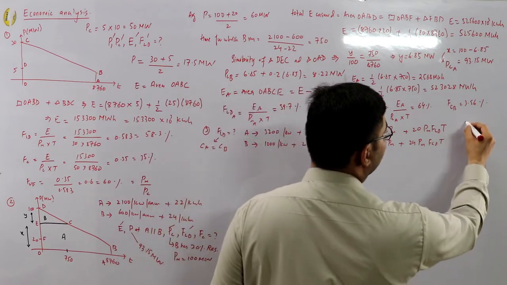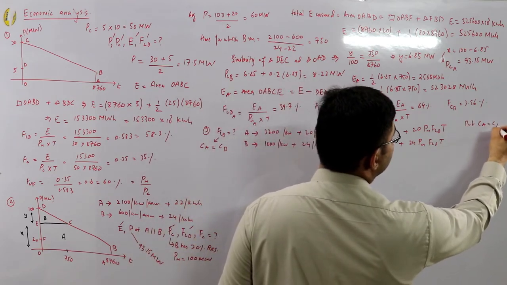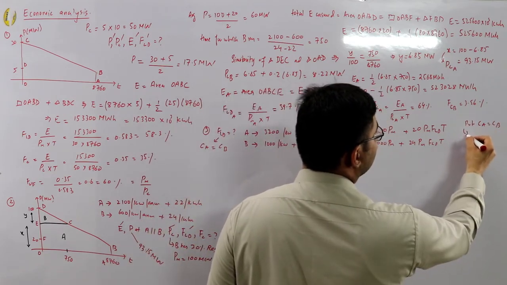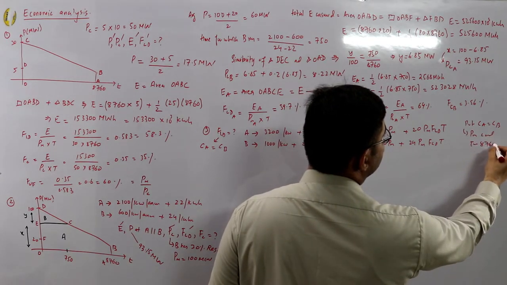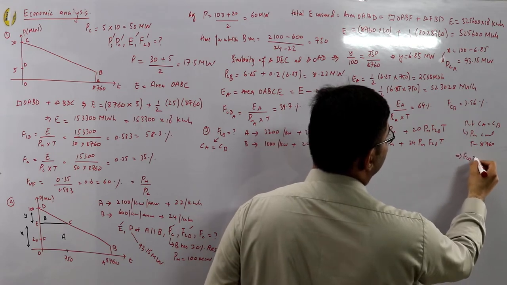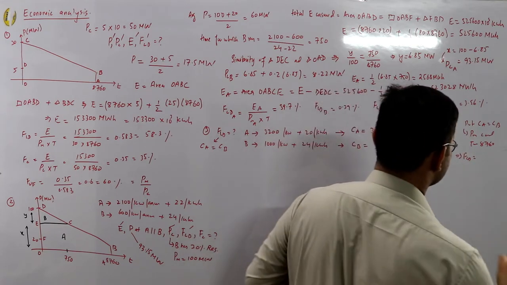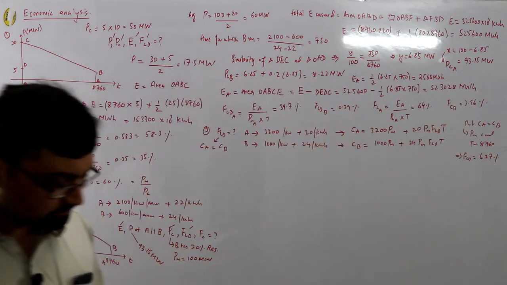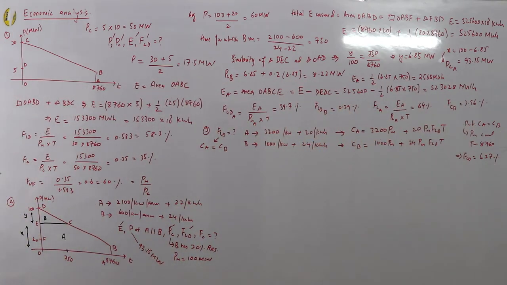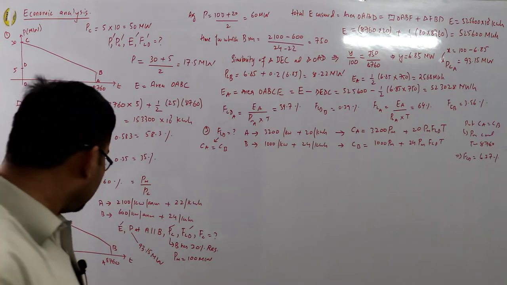Put CA equal to CB, and then what do you have? PM will cancel out. Put time equal to 8760 and you can find out the load factor. And the load factor is 6.27%. Fine? Yes, sir. Next example, please. Let it be the last for this video.